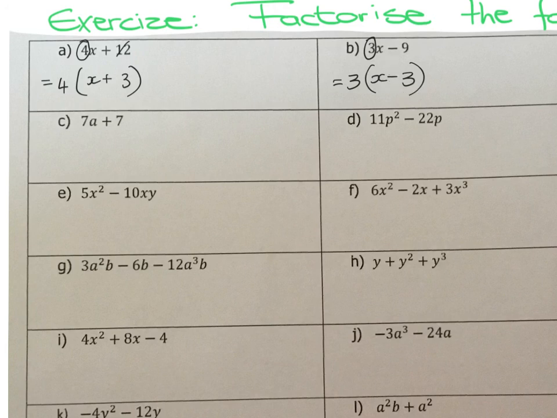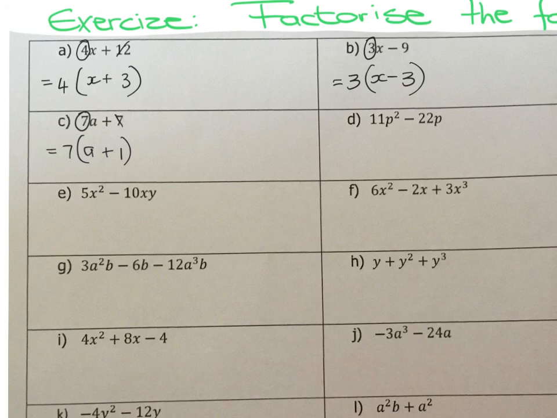The next one, number C, yes, 7 is my common factor. 7 goes into 7 once, and I have to write that 1 there. Even though it looks like it cancels each other out, you'll have to be able to multiply back to get to the same original answer. So if you have it like this, you can say 7 times a gives me 7a, and 7 times 1 gives me 7.